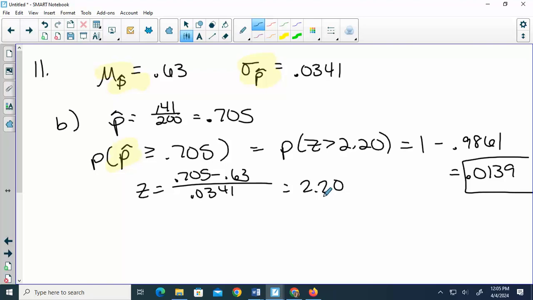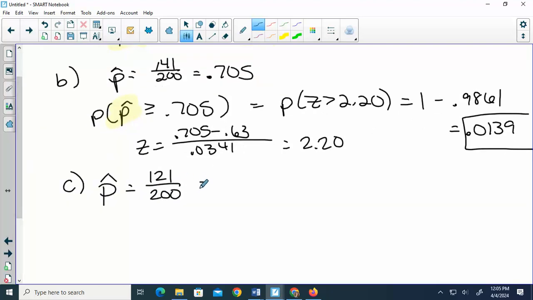Part C. Probability of 121 or fewer. So we need p-hat. p-hat is x over n. So p-hat is always going to be a proportion, either a percent or a decimal between 0 and 1. If I'm giving you that original number, you have to find your proportion.